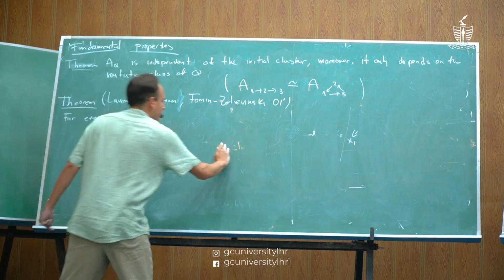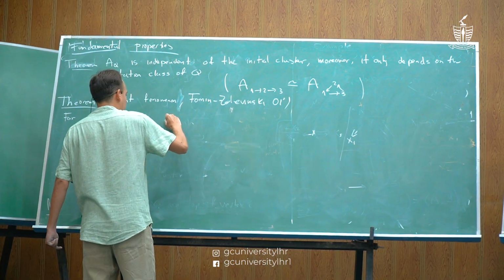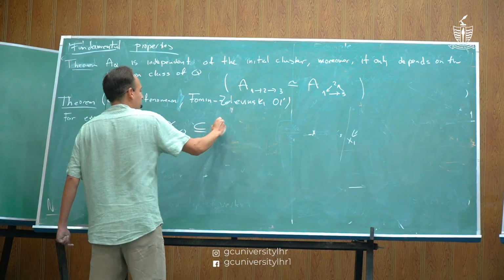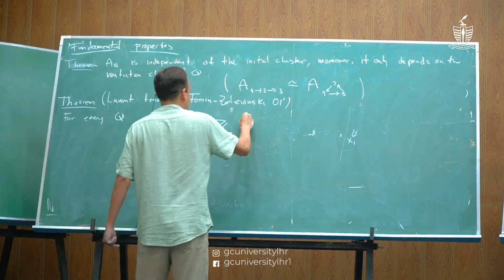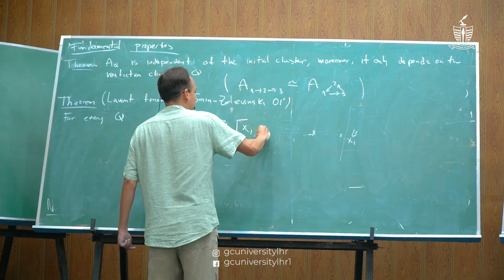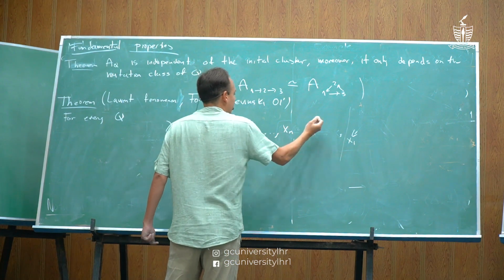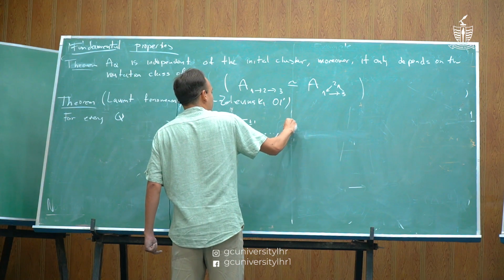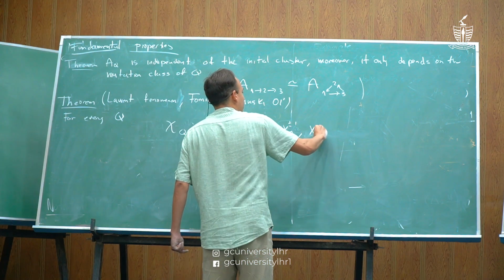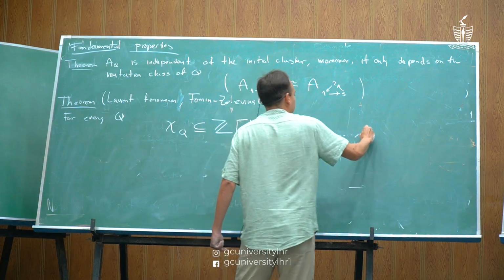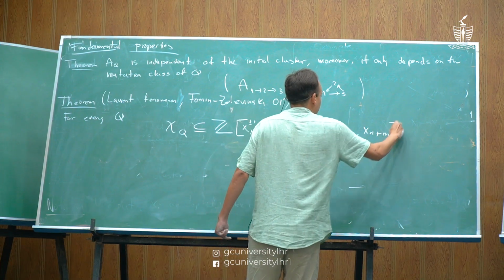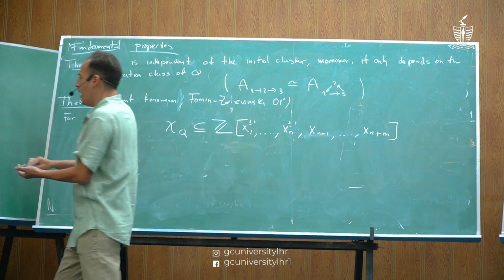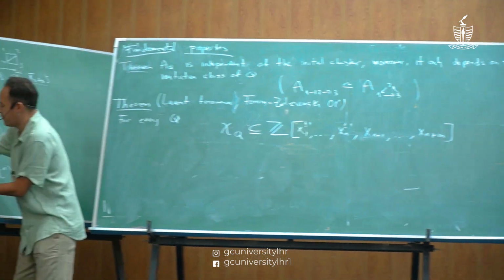for every Q, the set of cluster variables is contained in the set of Laurent polynomials in x1, x2. I have to invert the mutable variables, and the frozen variables I don't need to invert them. So this is the Laurent phenomenon.